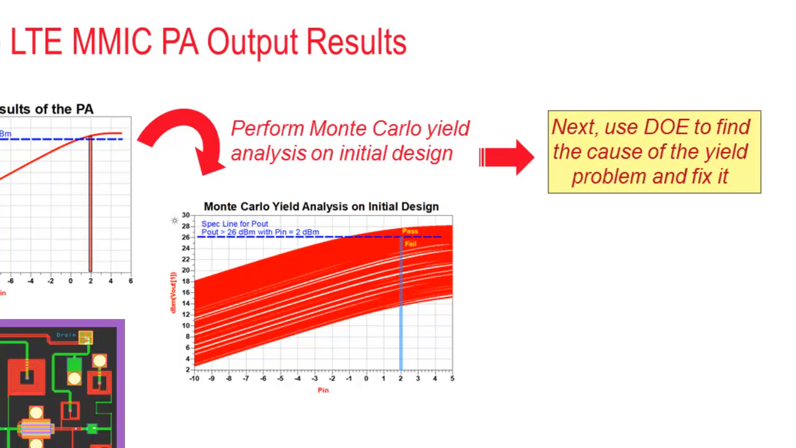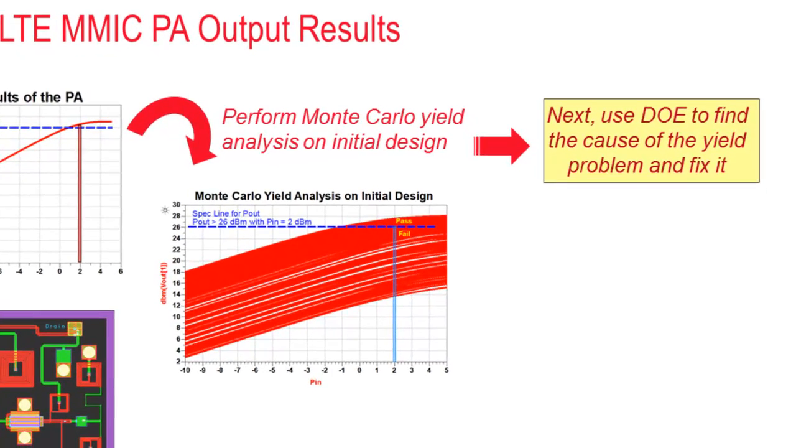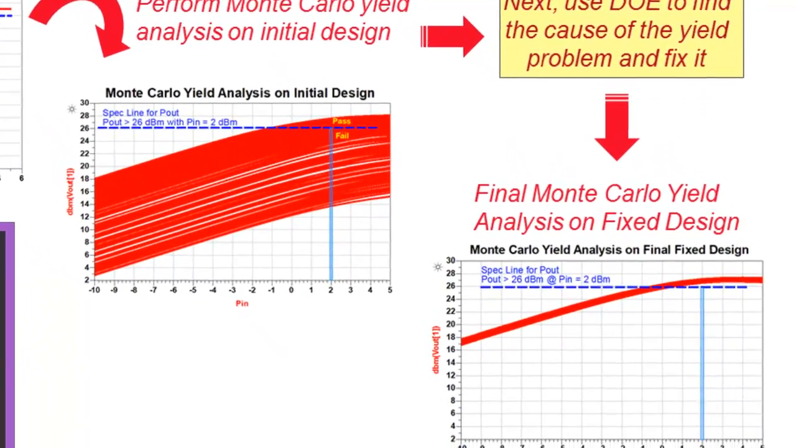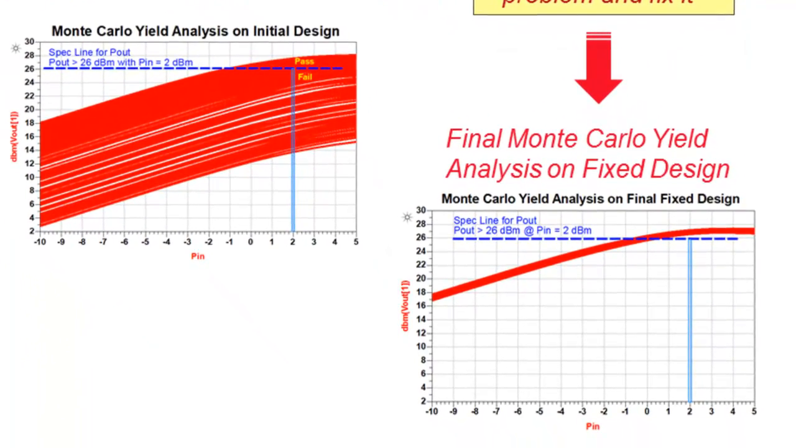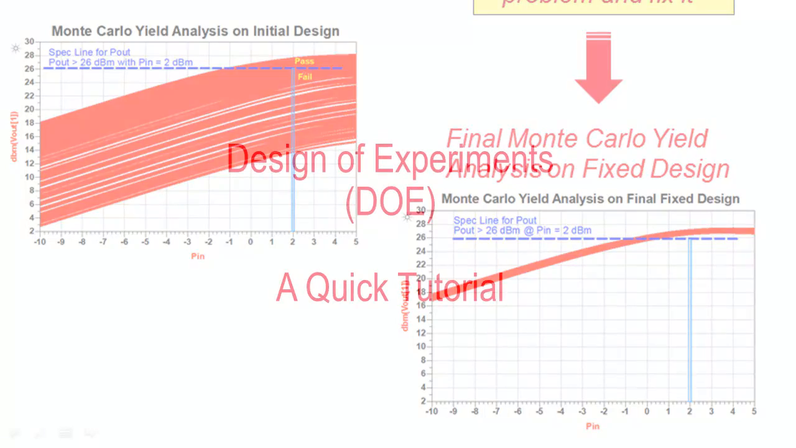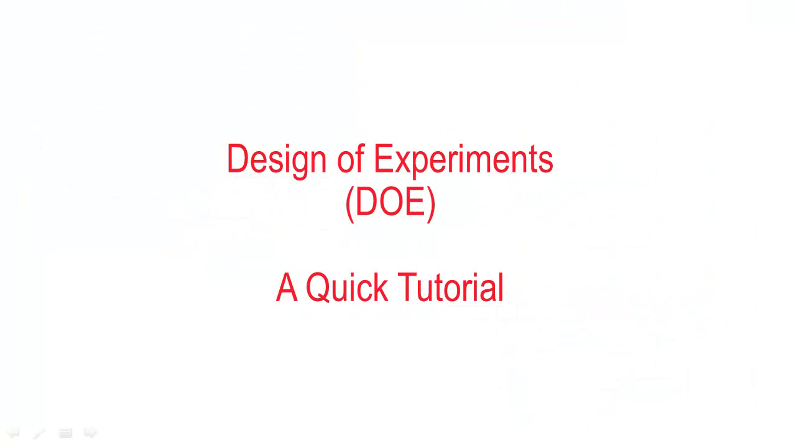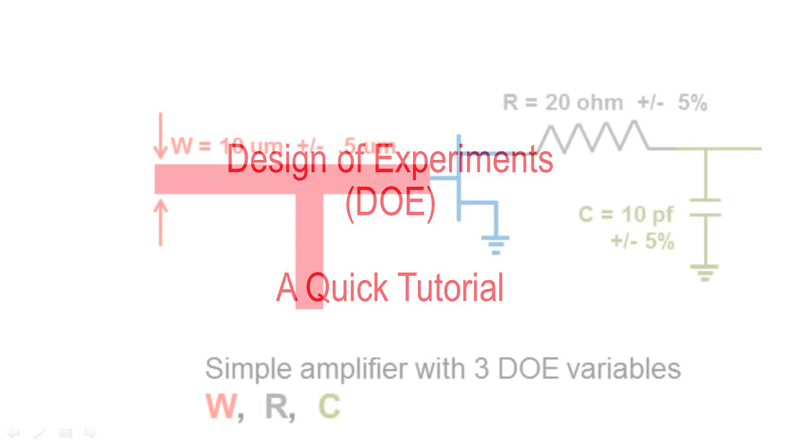A design of experiments was implemented in order to find out the source of this serious problem in the yield. DOE pinpointed the problem, I fixed it, and now look at the final yield analysis on the fixed design. Later on in this video, I will come back to this example and show you how I conducted this DOE analysis. Now, please allow me to give you a very brief introduction to DOE.